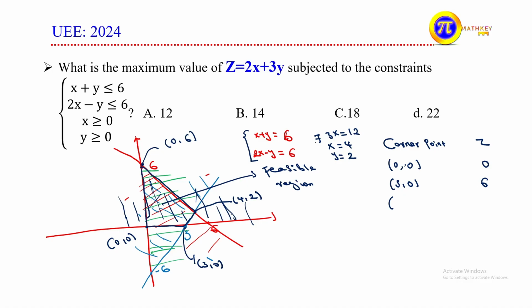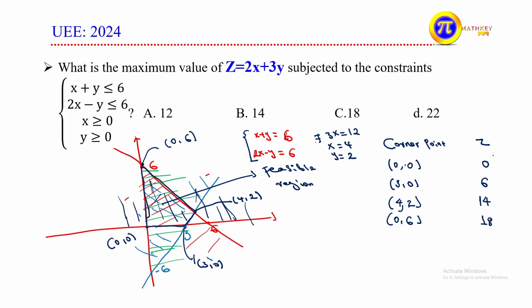When you come to the next one, it is 4, 2. This becomes 4 times 2, that is 8, plus 3 times 2, 6, plus 8, that is 14. When you come to the next one, here is 0, 6. When you take here, 0 times 2 is 0, plus 3 times 6, that is 18.